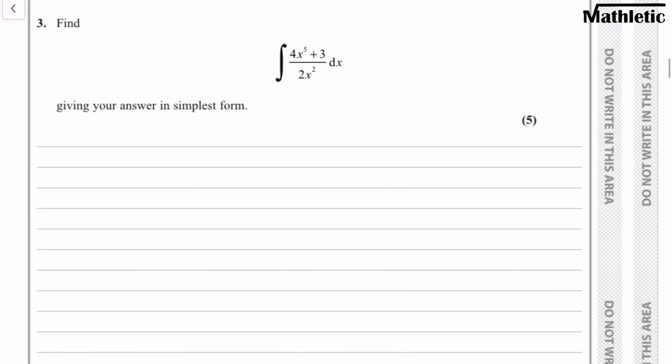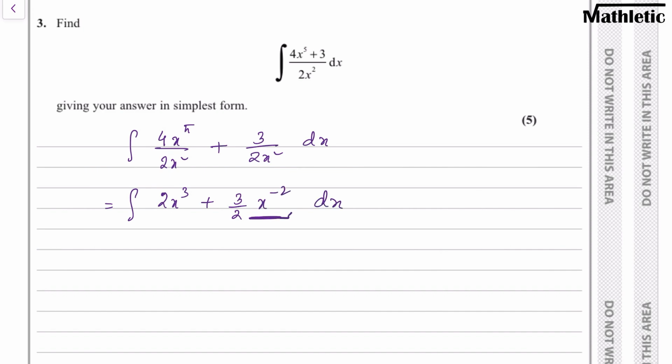So the first step is to separate these fractions. If I separate this, we get 4x to the power 4 divided by 2x squared. Similarly, 3 by 2x squared. If I simplify it, I get 2x cubed, then 3 by 2 x to the power minus 2. Since I need to integrate, I'm supposed to have the x related term at the numerator level.